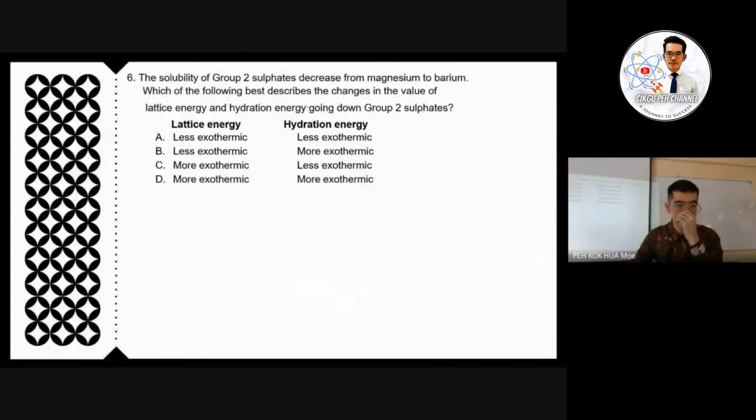Okay, then for number 6, the solubility of group 2 sulfides decreases from magnesium to barium. Which of the following best describes the changes in the value of the lattice energy and hydration energy going down group 2 sulfides? Okay, so the keywords here are lattice energy and hydration energy.